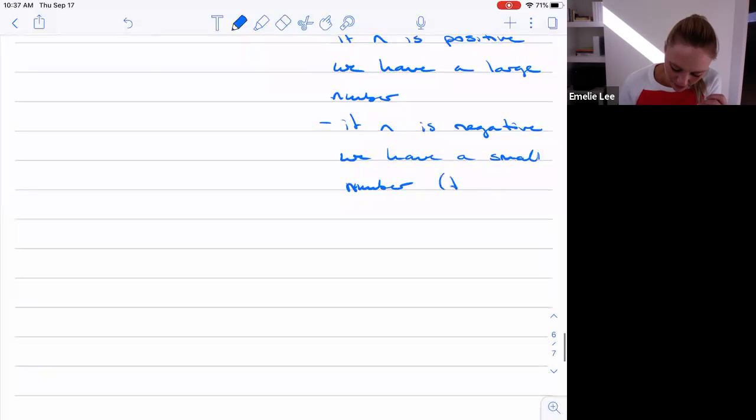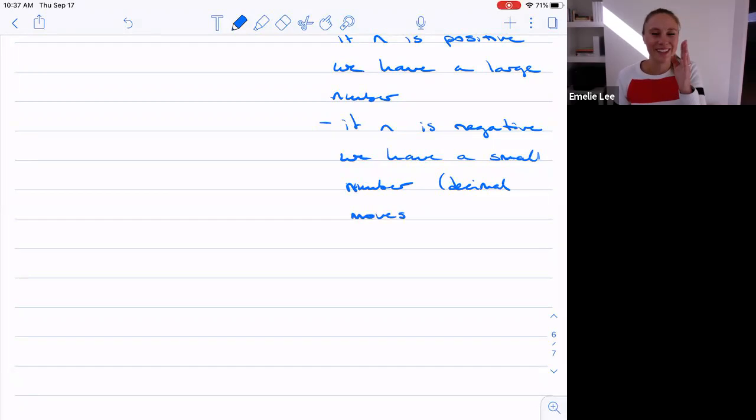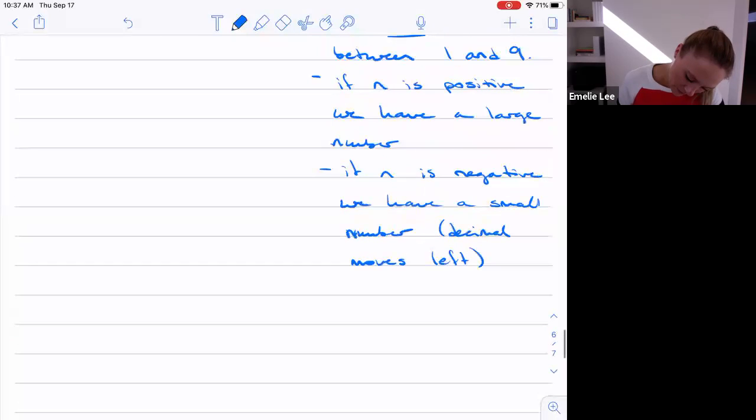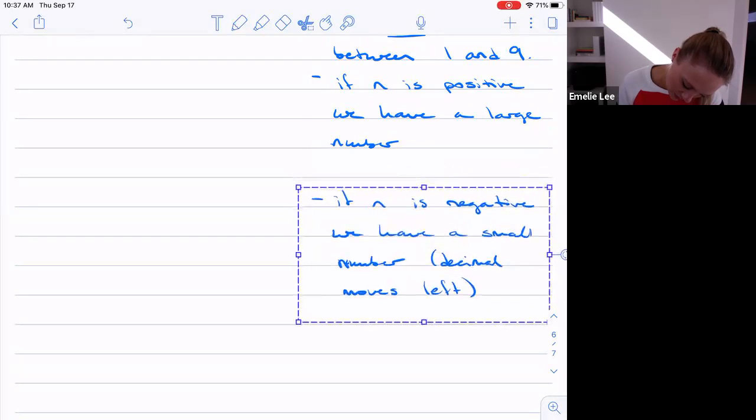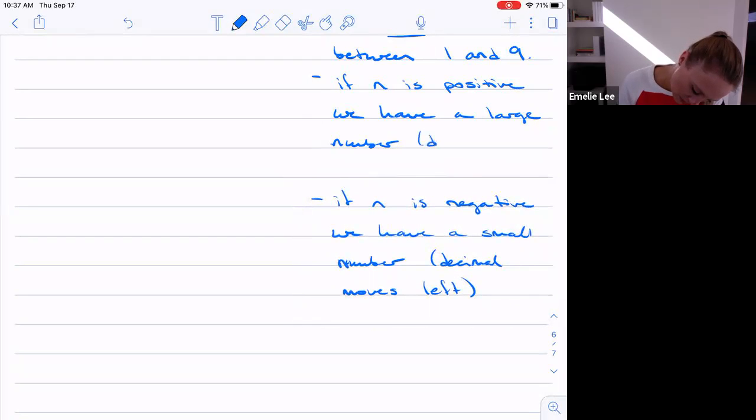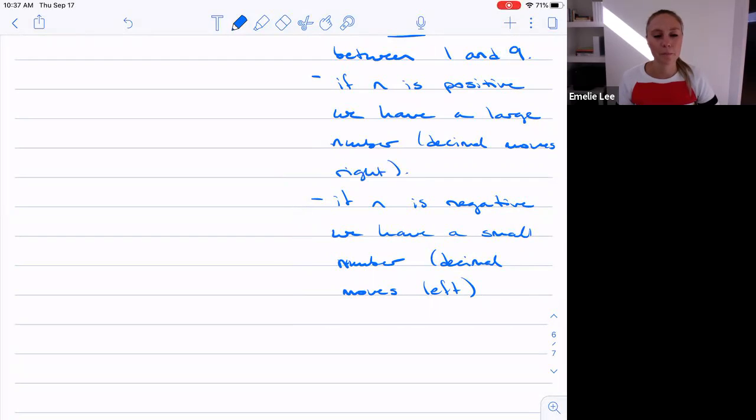Meaning the decimal moves, the decimal moves left. And here, just gonna add that as a note. The decimal moves right.